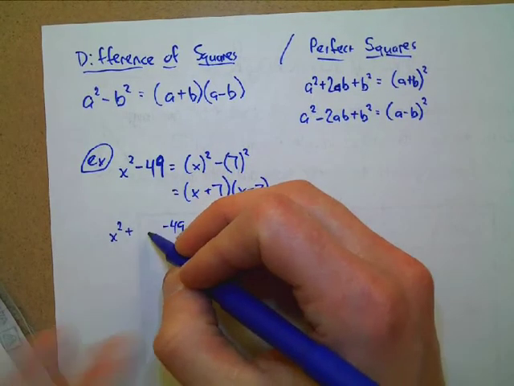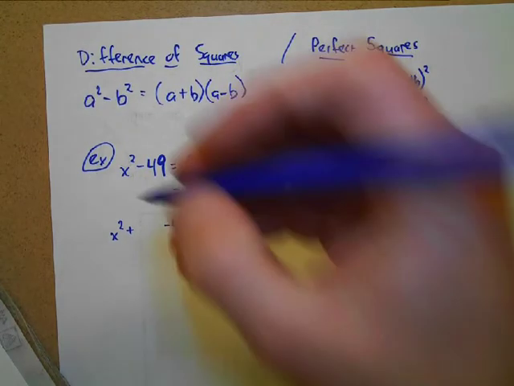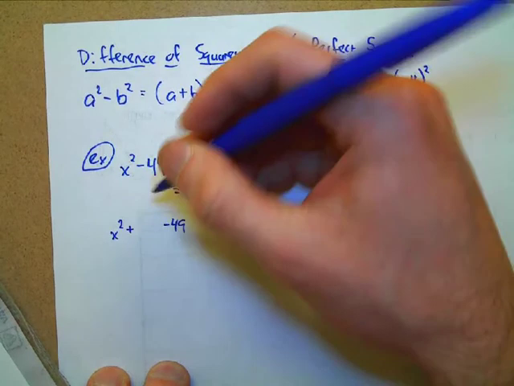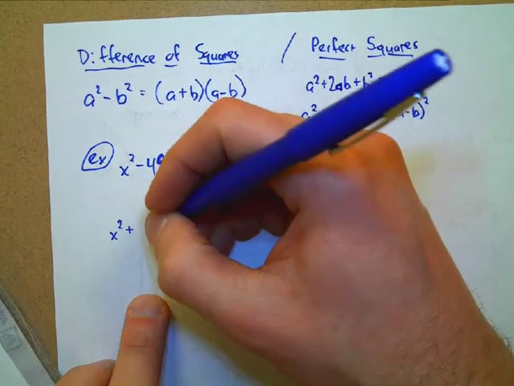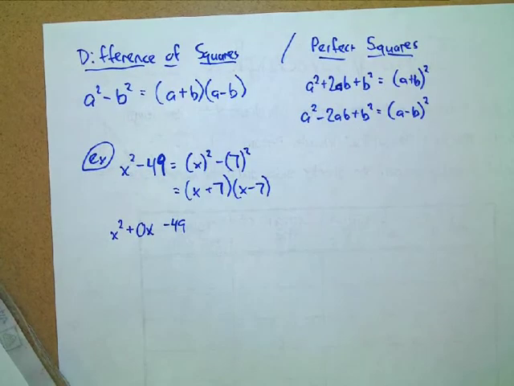What's our b term here? 0, right? We don't have a b term. We have our a, ax squared, so it's 1x squared. We have our c, it's the minus 49. So if you want to, you can take this difference of squares and make it like a plus 0x in the middle there. Okay?